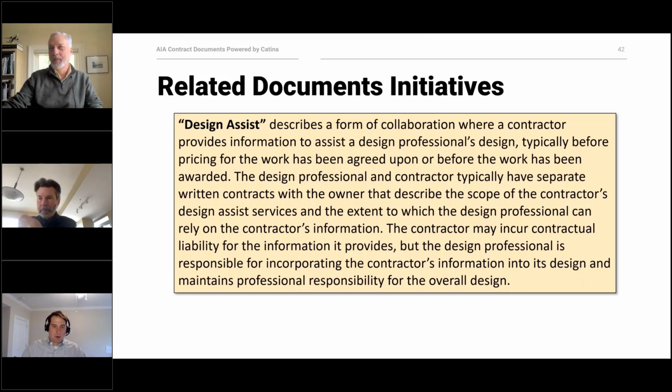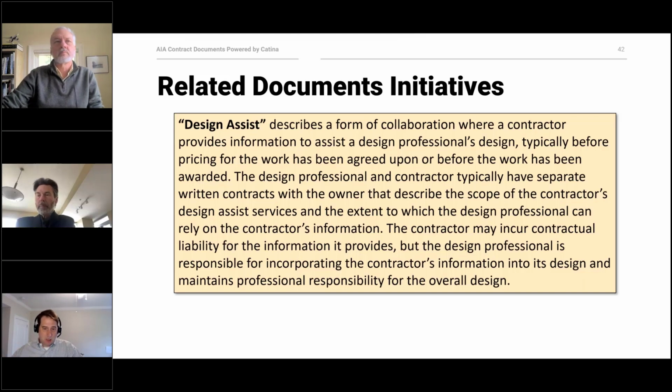And this describes a form of collaboration where the contractor provides a more formal type of advice. They're providing information to assist the design professional's design, but before it's priced, before you have a bidding process or a GMP amendment being executed. The contractor may ultimately be on the project, but that would be under a separate contract with the owner.